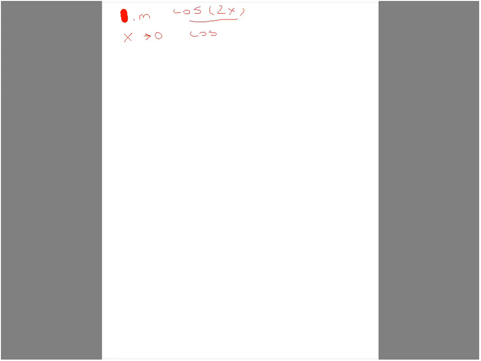Okay. So remember what I said about what the steps are? What's the first step in trying to figure out what a limit is? We plug it in. Okay, so let's see what happens when we plug it in. We get cosine of 2 times 0 over cosine squared of 0, right?